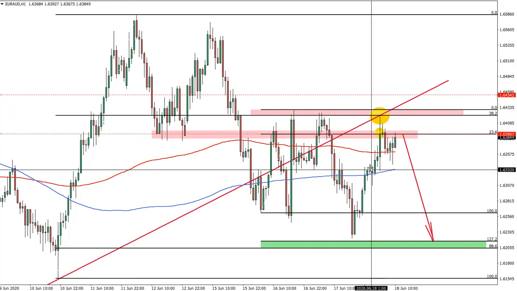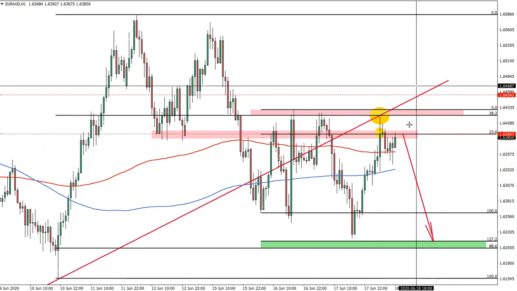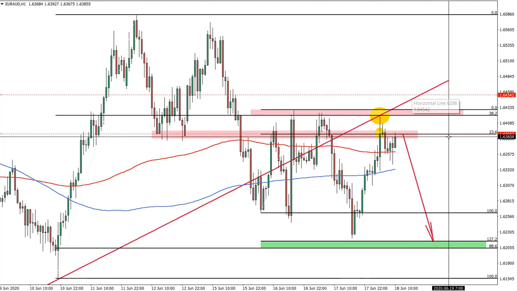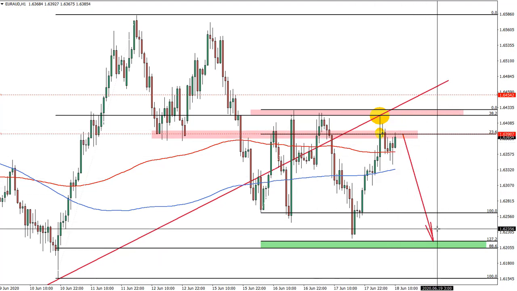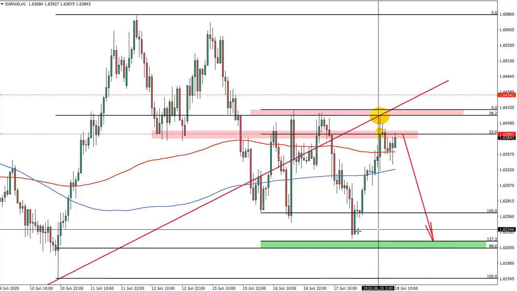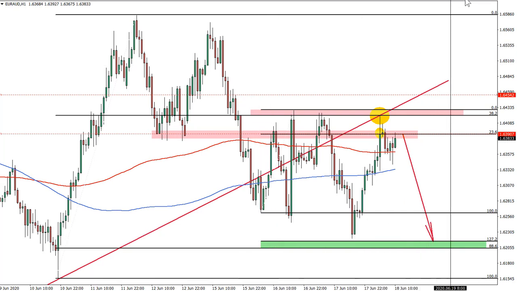And this brings me to the conclusion that there is not enough strength for the move to continue to the upside, and therefore there should be quite a fast move to the downside. And the target here is seen at 162.16.